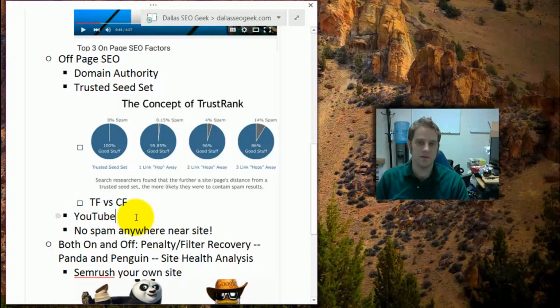Your social accounts, your Twitter account, your Facebook account, you can link back to your site. These are trusted links. They're not going to hurt you, generally speaking. Another thing with all of my clients is no spam anywhere near your site. This is my promise to you. Never. It's not even worth it.